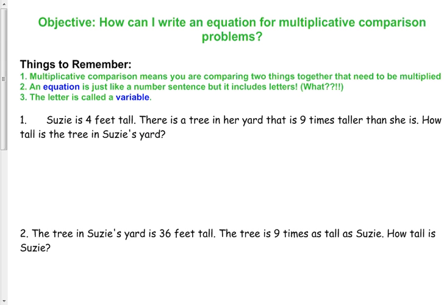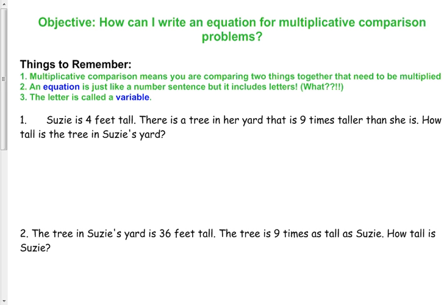Okay, we're going to continue our work with multiplicative comparison problems today, and our objective is how we can write equations for those types of problems. So there's a few things that we should remember. One is a review. That multiplicative comparison is when you compare two things together using multiplication. Now today we're using equations to figure out the number sentence. And with equations we have to use letters to represent the missing information.